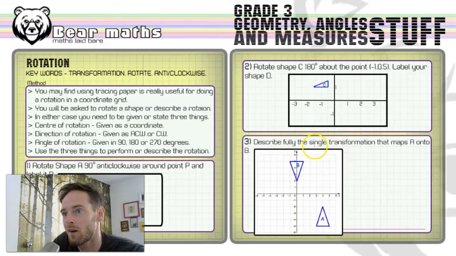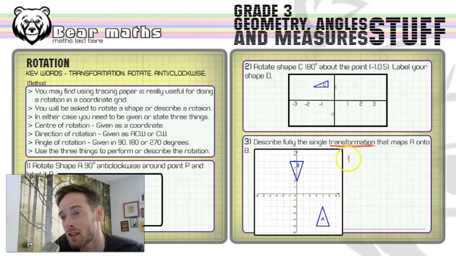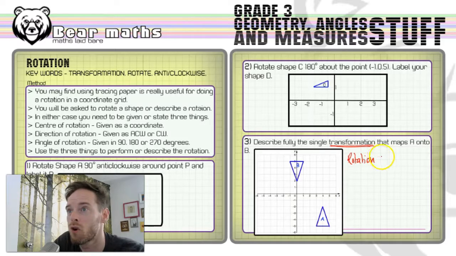Now it says describe the single transformation. It doesn't tell us that it's a rotation. What you should be spotting already is that it is definitely a rotation. It's turned around, isn't it? So that's the first thing that we would state. It's a rotation, from or about or around. Let's use about because that's what I used in the words up there. About, and then we'll put in the coordinate that it goes around. We'll come back to that in a second because that's tricky.